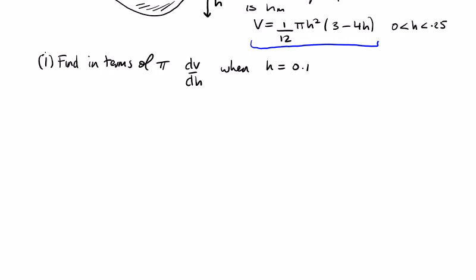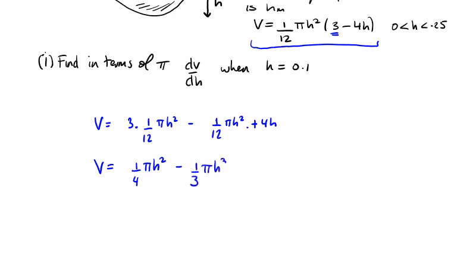So let's do that. So 3 times what's outside. So V is equal to 3 times 1 over 12 pi h squared minus 1 over 12 pi h squared by minus 4h. And I put the minus in twice just so I don't make that mistake. So the volume is 3 over 12, so 1 over 4 pi h squared minus, and that's going to give a third, 4 over 12, 1 over 3 pi h cubed.